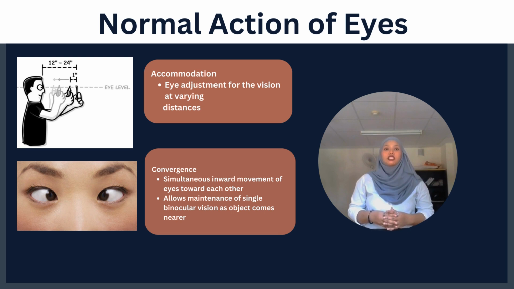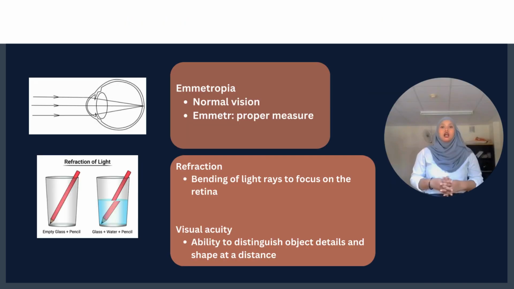Convergence ensures that the image of the object falls on corresponding points on both retinas, allowing the brain to merge these two slightly different images into a single, clear, three-dimensional perception. Sometimes the eyes may struggle to converge properly, leading to vision problems like double vision or eye strain, especially during near work activities like reading. This condition is called convergence insufficiency.